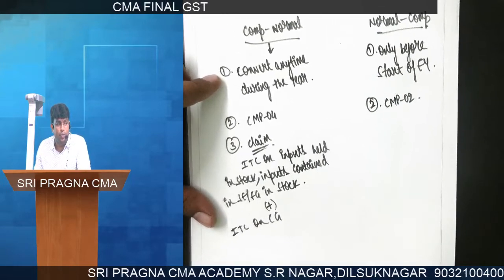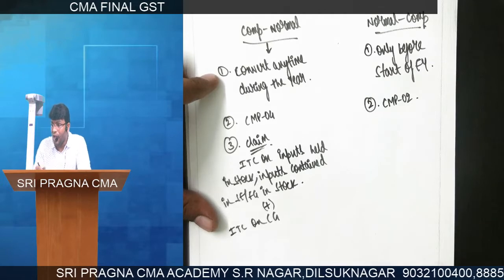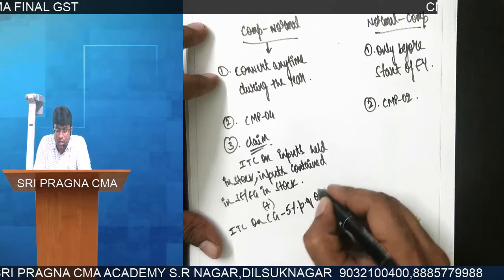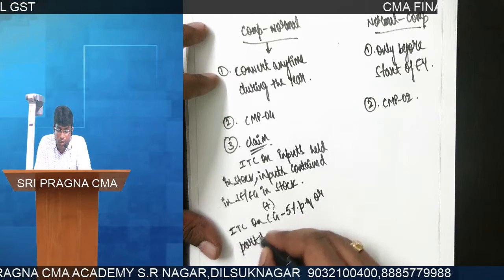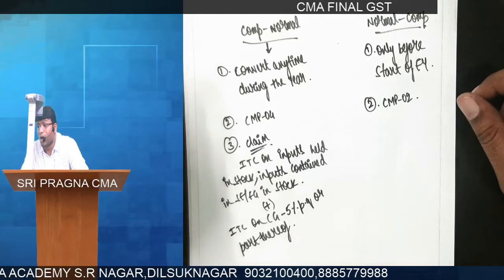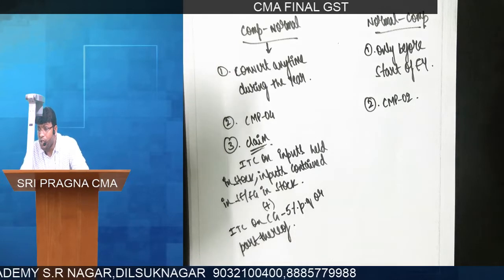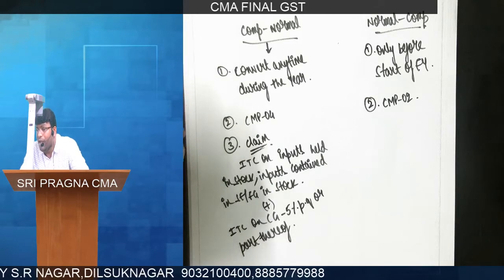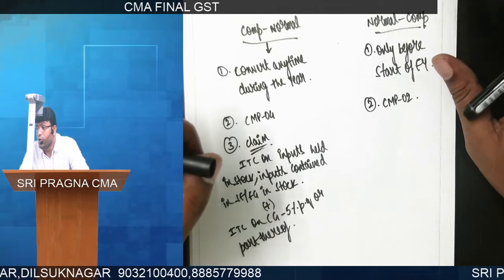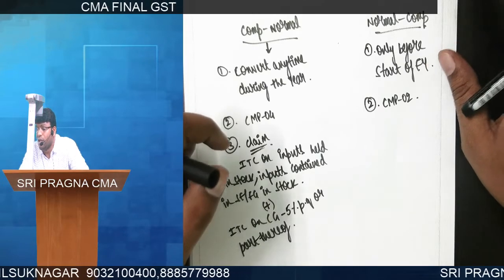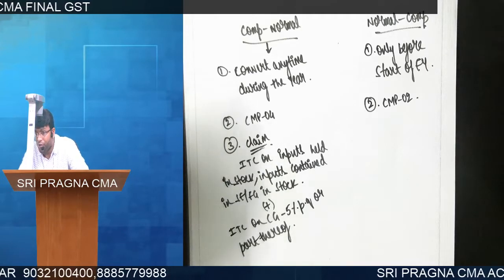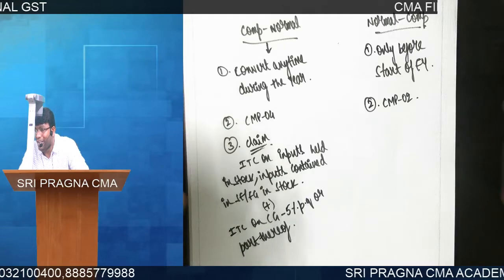ITC on capital goods. Friends, CG means capital goods. ITC on capital goods, but that is reduced by 5% per quarter or part thereof. The logic of that 5% per quarter is because under GST law we believe that the useful life of any capital good is 5 years. I repeat, my dear friends, under GST law we believe that the useful life of any capital good is 5 years. Since we believe the useful life is 5 years, simple logic, 5% per quarter means 4 quarters in a year, 20%. Into 5 years, 100%.